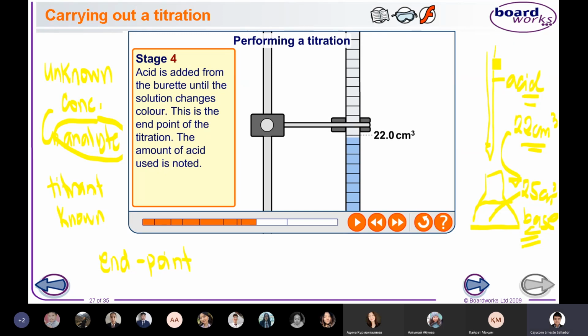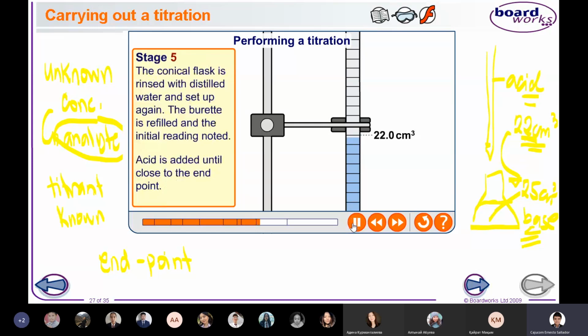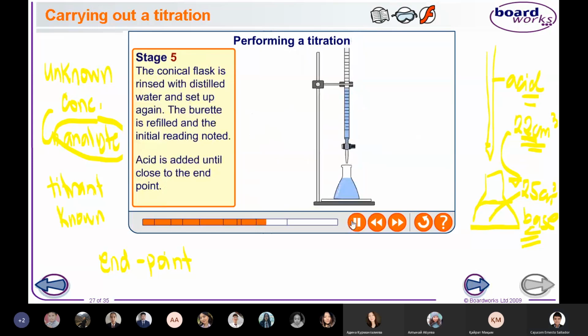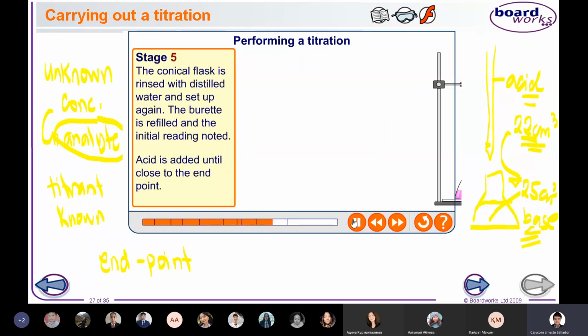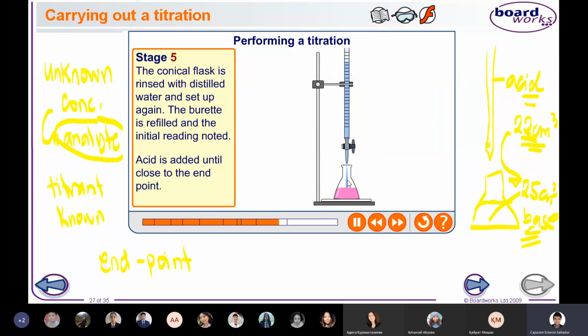So let's say, for example, you keep on adding it, and then at 22 there is a change in color here. Then yeah, that is now the volume that you have used. All right, look what will happen next. But of course, you need at least 3 trials. So you will do it once more.